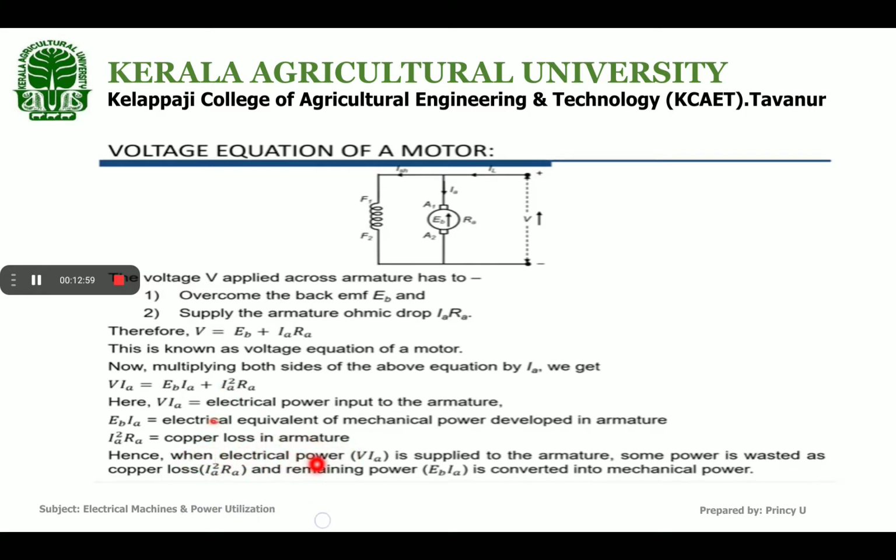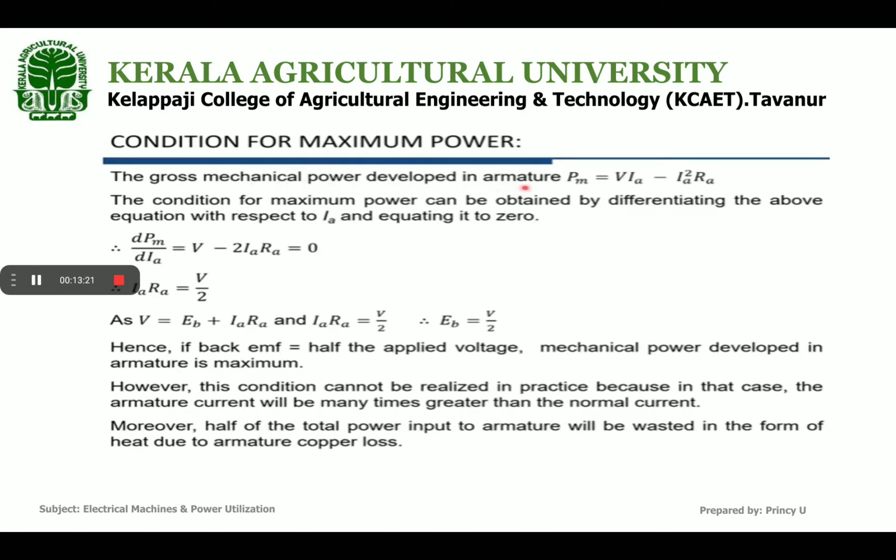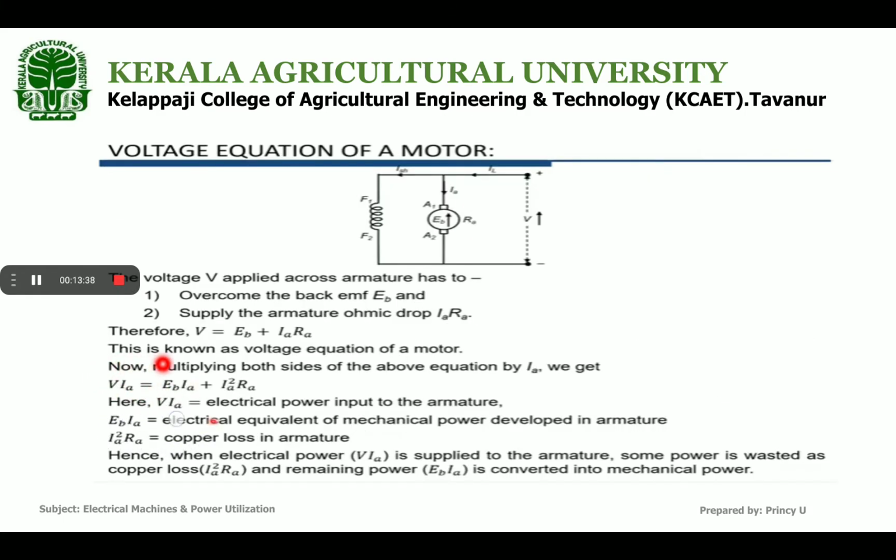Hence, the electrical power VIA is the input which is supplied to the armature, and some of the power is wasted as copper loss. IA square RA is wasted as a loss, and the remaining power EBIA is converted into mechanical power. Okay. So input is VIA and EBIA is the electrical power converted into mechanical energy, and there will be some copper losses IA square RA. Now we get the power equation.